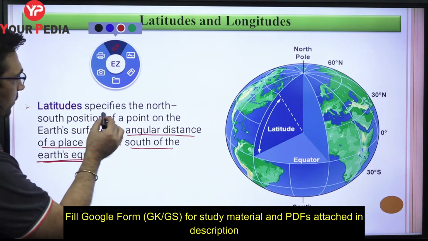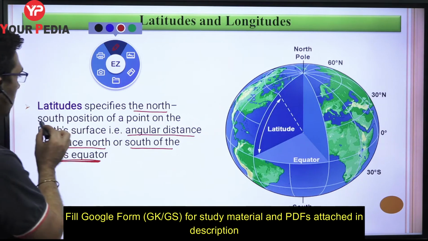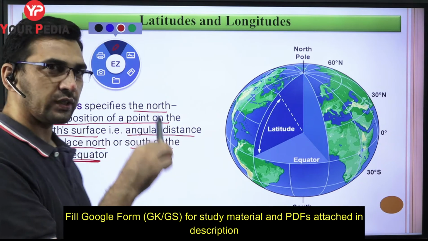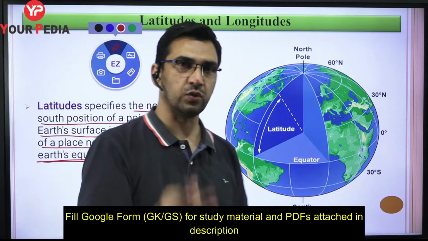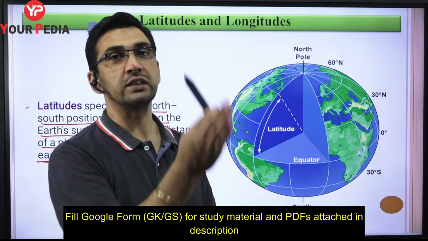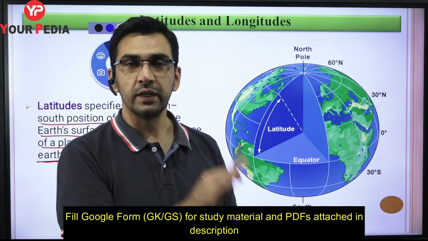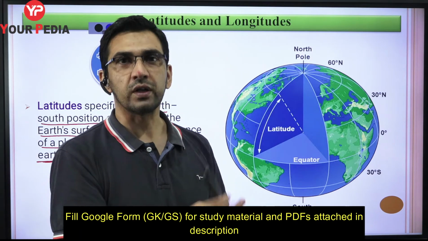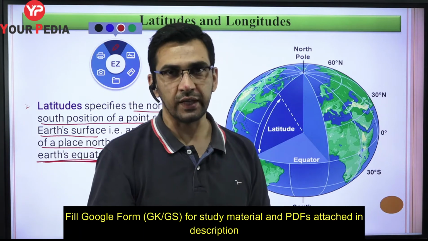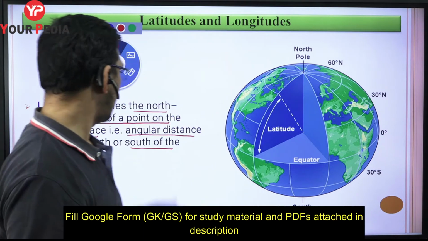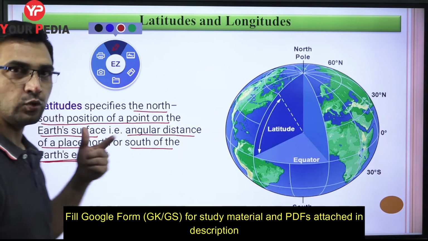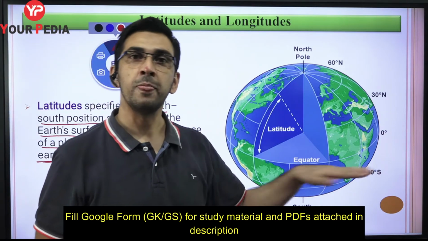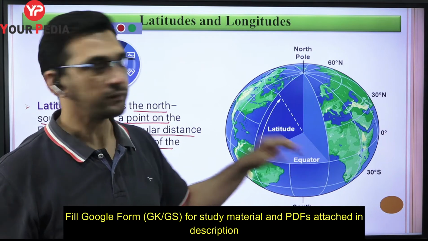And we can say it specifies the north or south position of a point on the earth's surface. Now this north and south is general, but the north and south position of that point is defined in the form of an angle or angular distance, and that angular distance we call a latitude. But this angular distance has to be either towards the north or towards the south from the equatorial plane.